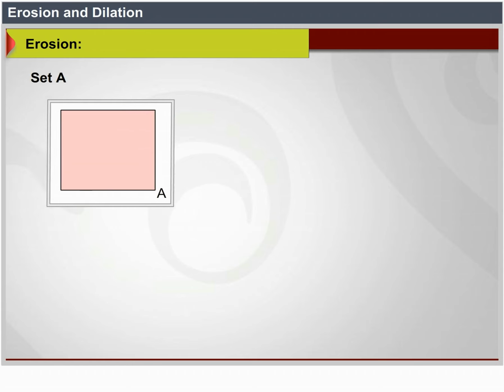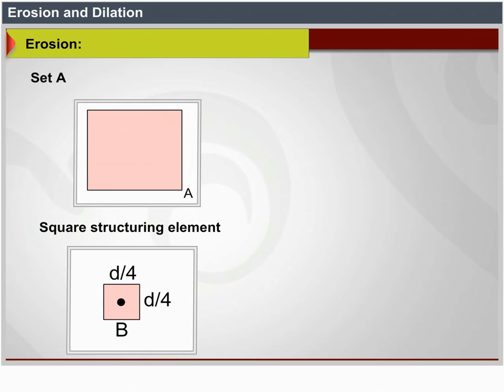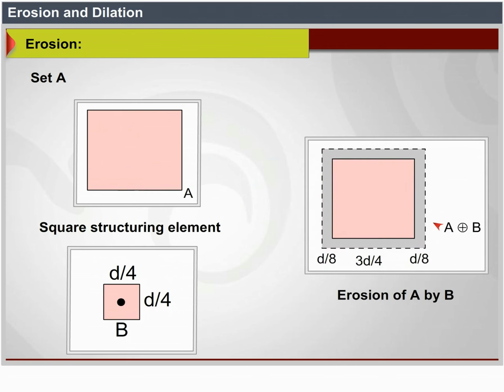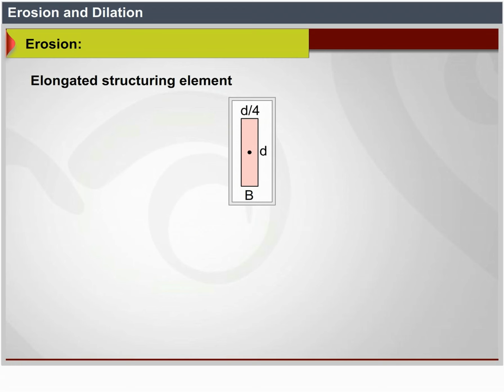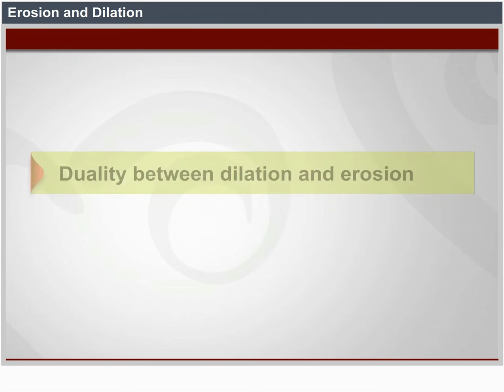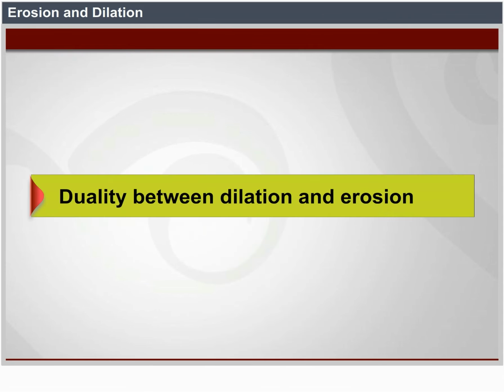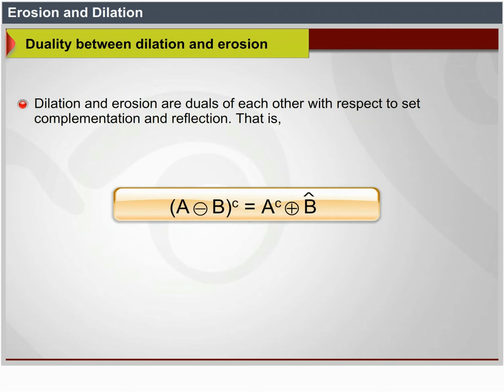On the screen we can see set A, square structuring element, erosion of A by B, elongated structuring element, erosion of set A using elongated element. Duality between dilation and erosion. Dilation and erosion are duals of each other with respect to set complementation and reflection. That is, it can be represented as shown on the screen.